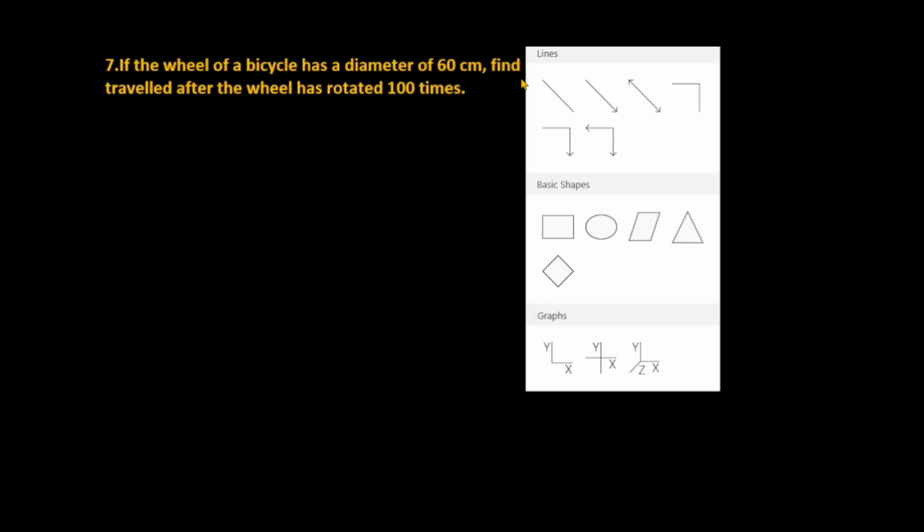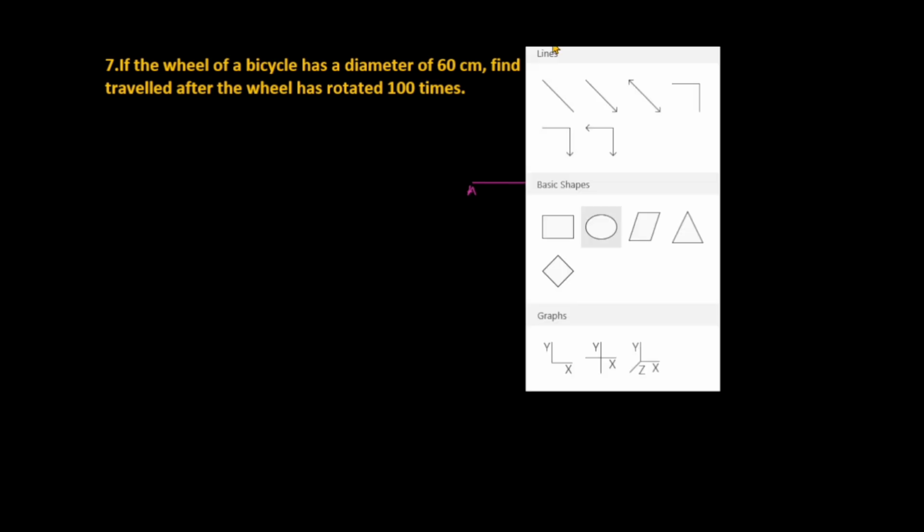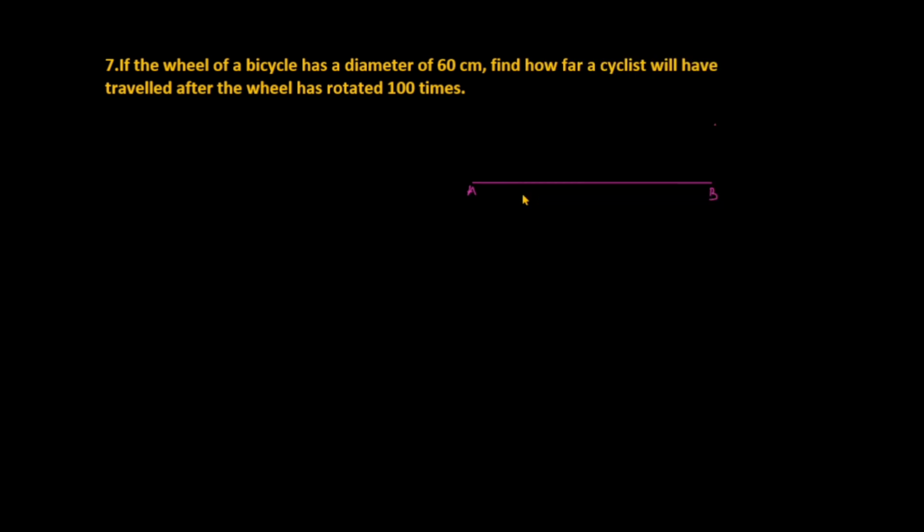So we know very well, suppose we are taking this as the total length that should be covered. Say A to B is the total distance to be covered. Now suppose we are taking a wheel. Consider this is a wheel. So this is the wheel.